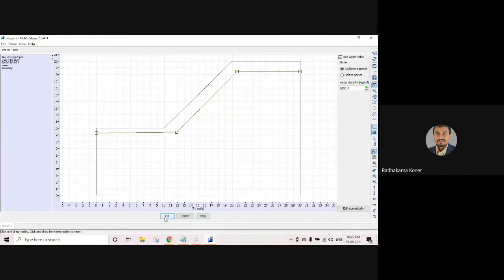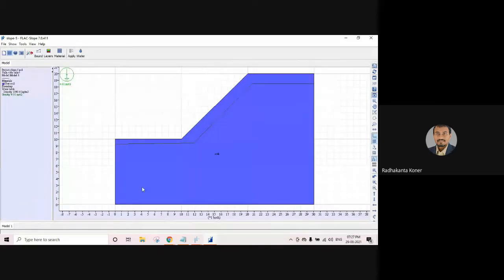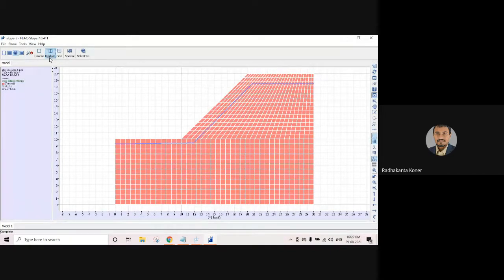Let's go to the next, how this module can be run. Yes, so the groundwater table is considered. Then the grid, medium-sized grid. Remember, do not call it medium-sized grid. Rather, always represent it in a dimension, 2 meter by 2 meter or 1.5 meter by 1.5 meter, like that. Okay. Now solve it.